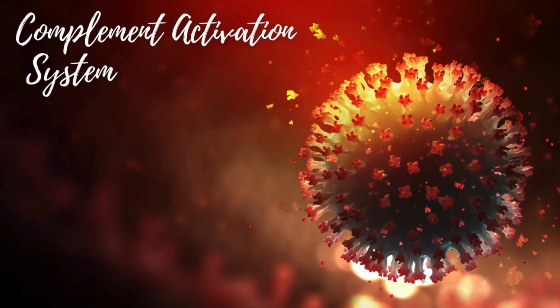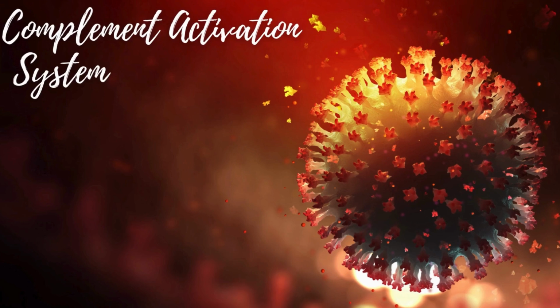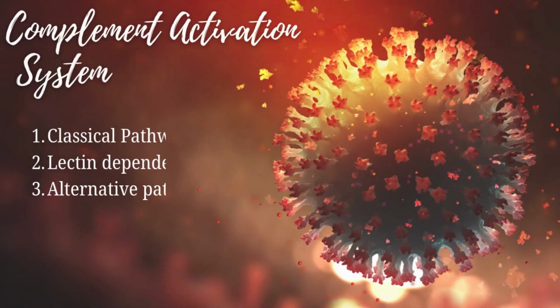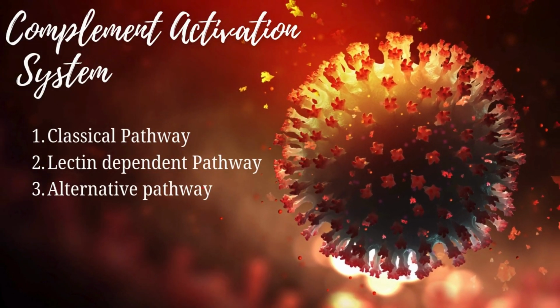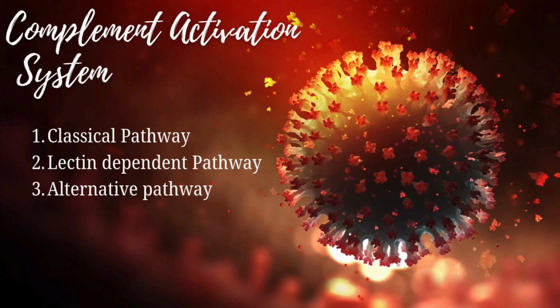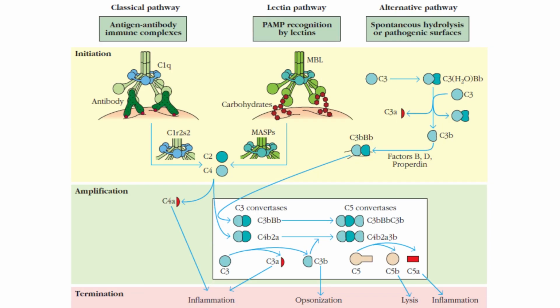The complement system is an essential part of the innate immune response, playing a critical role in defending the body against pathogens. It consists of a series of proteins that work together to identify, tag, and eliminate invading microorganisms. Complement activation can occur through three pathways: the classical, lectin, and alternative pathways. Each pathway has a distinct trigger, but ultimately converges to the same end goal: the formation of the membrane attack complex, which destroys the pathogen.